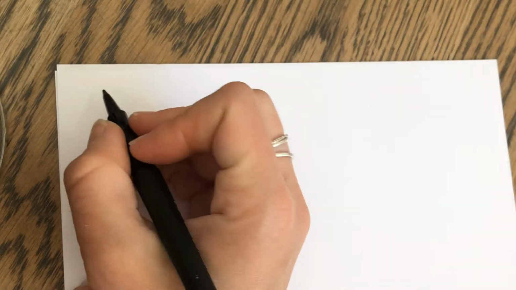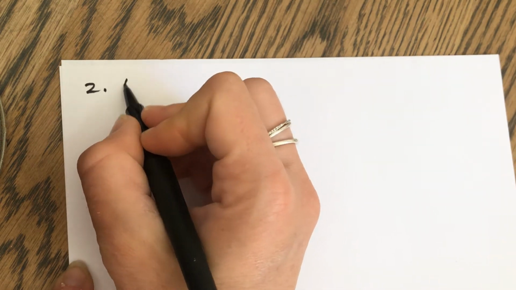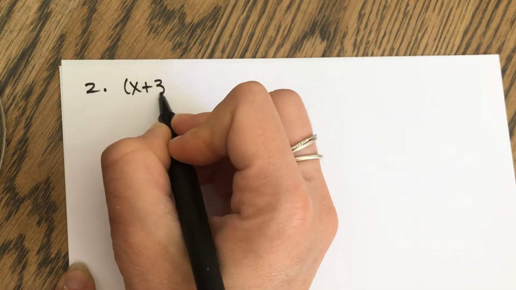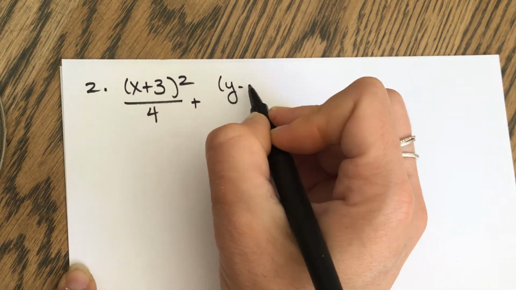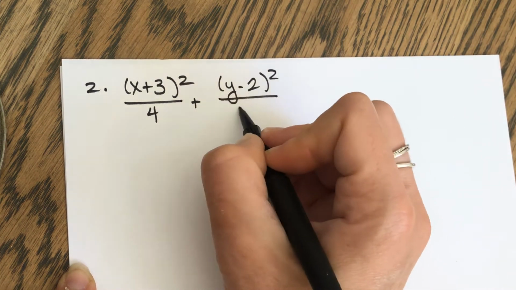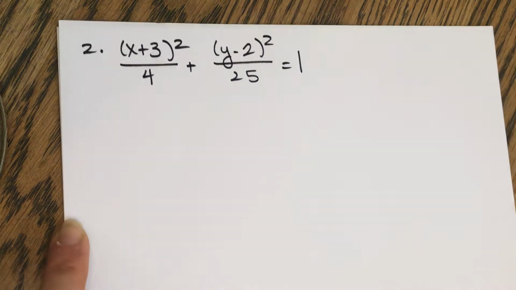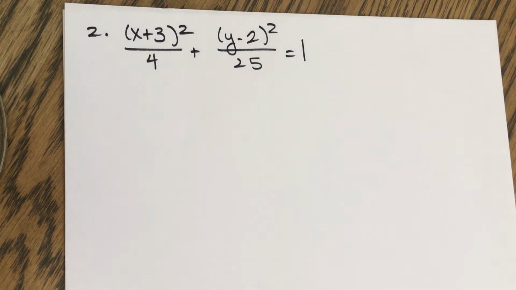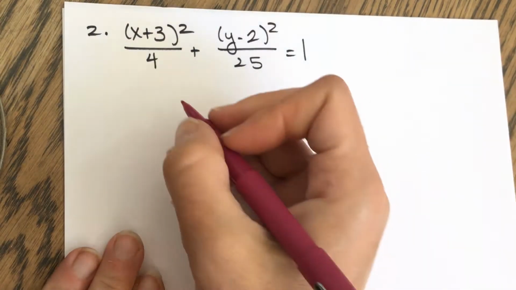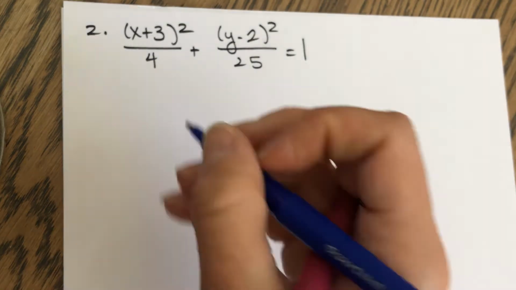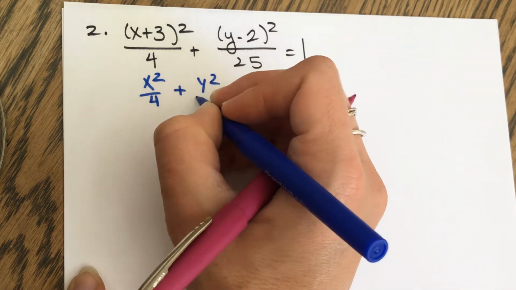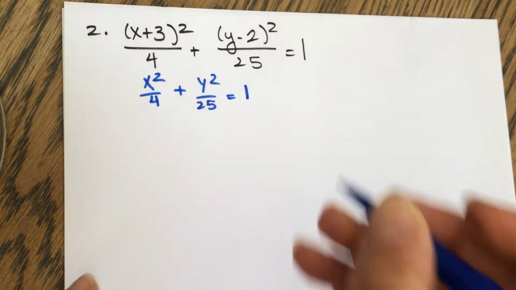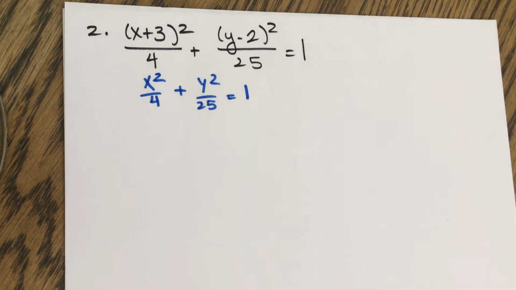Okay, so hopefully the second time is always your better time for a lot of you guys. So number 2, so we have x plus 3 squared over 4 plus y minus 2 squared over 25 equals 1. Okay, first step. Write it in standard form. So this is really x squared over 4, y squared over 25. Try not to shortcut it, you guys. I promise you it'll be so much easier.